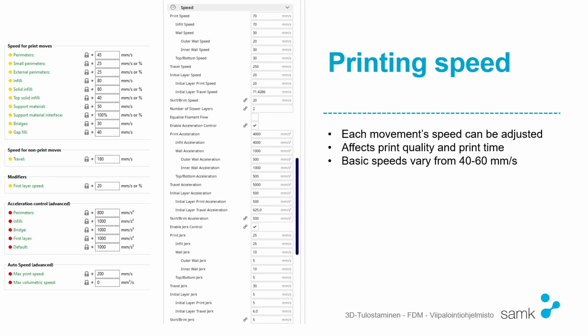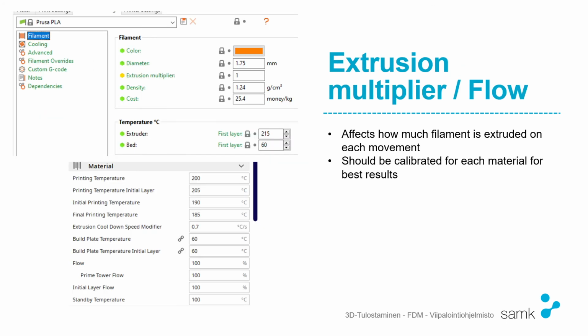If you turn up the speeds above that, for example 70 to 80 millimeters, you might have some difficulties with the adhesion of the print, or you will have some detail lost. This again depends on how well you have calibrated your 3D printer and how well you know it.